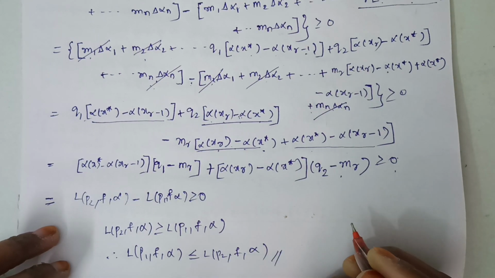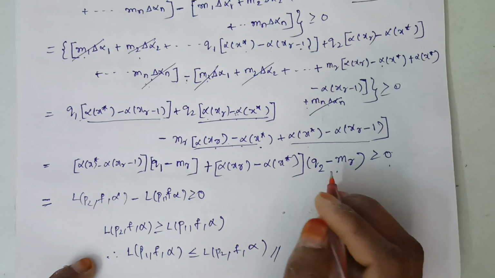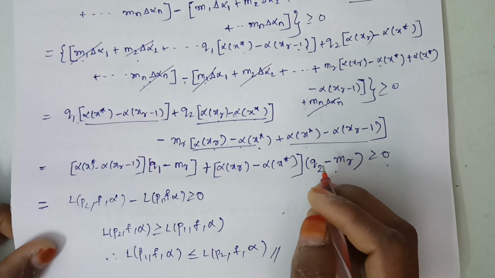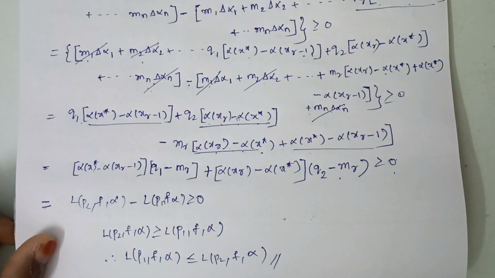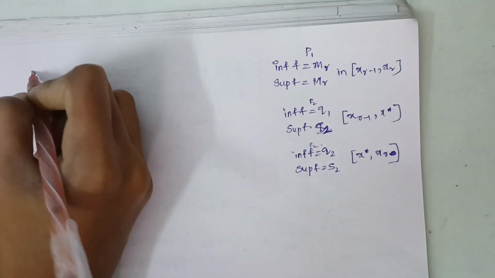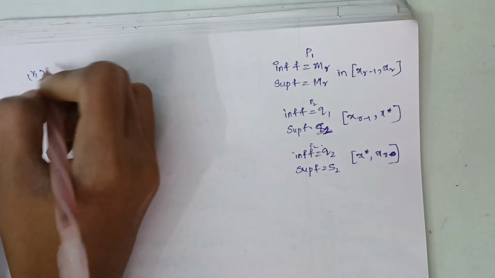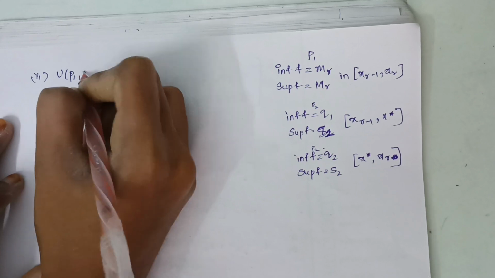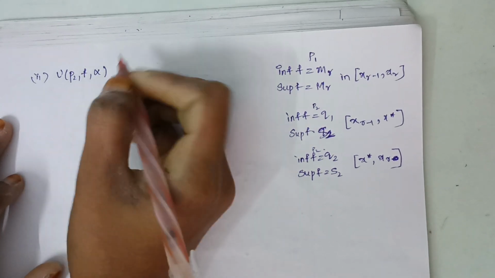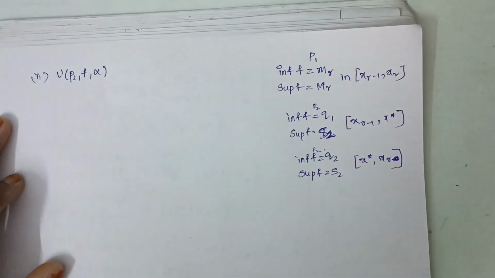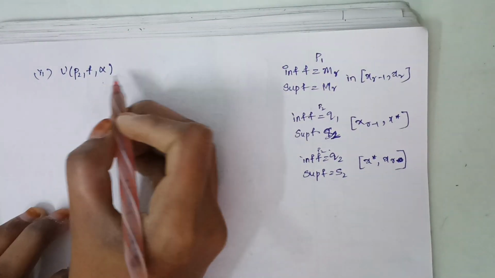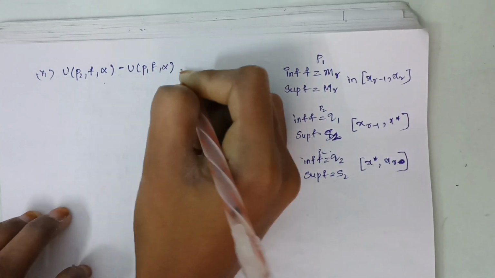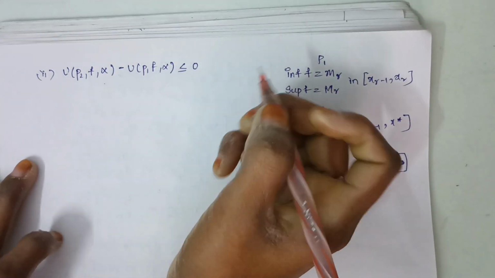This is it, and the second condition is the same; in the place of L you need to substitute U. That's it, and I'll show you that also. And in order to prove the second one, it is enough to prove that U of P2, F, alpha minus U of P1, F, alpha is less than or equal to 0. Here be careful.